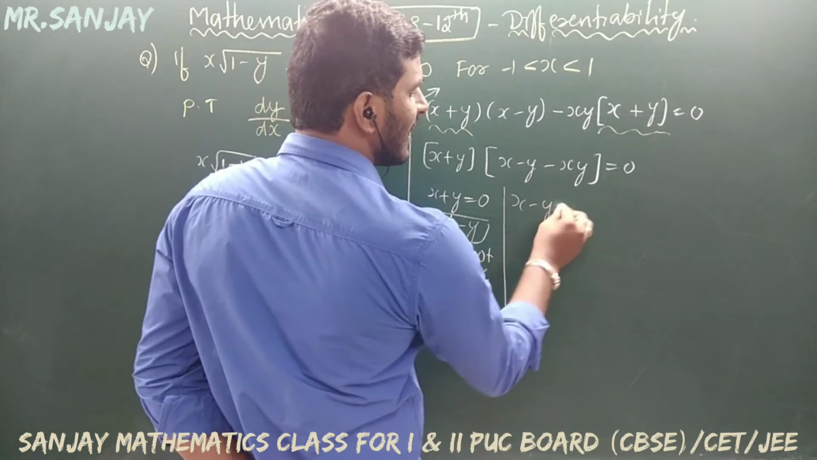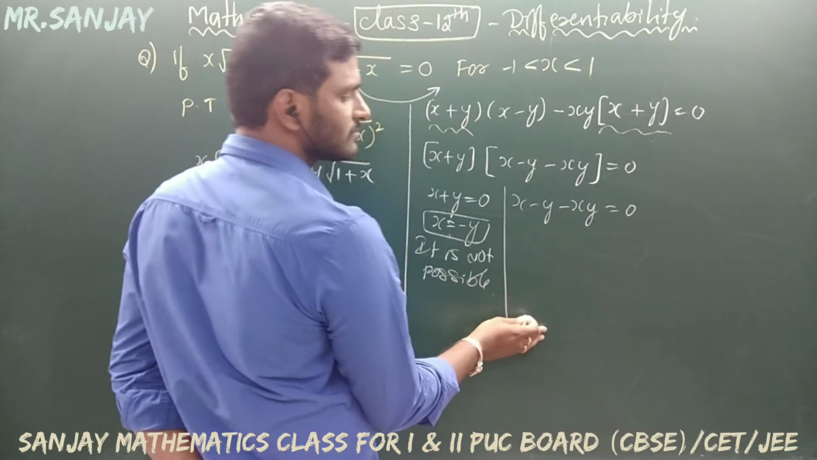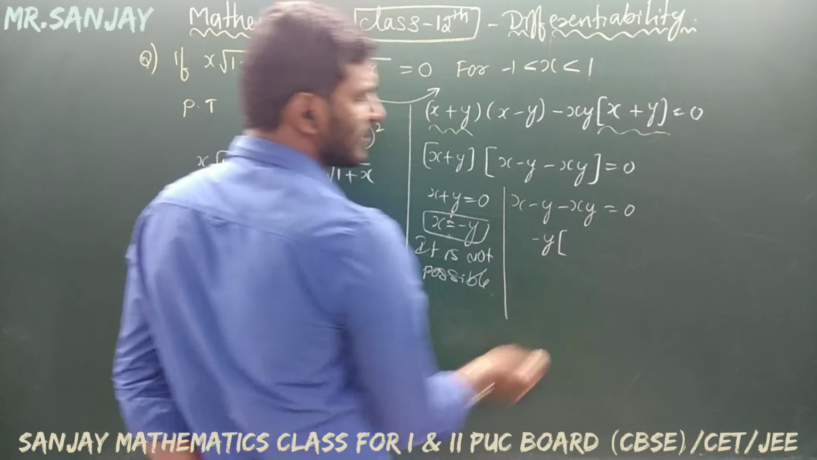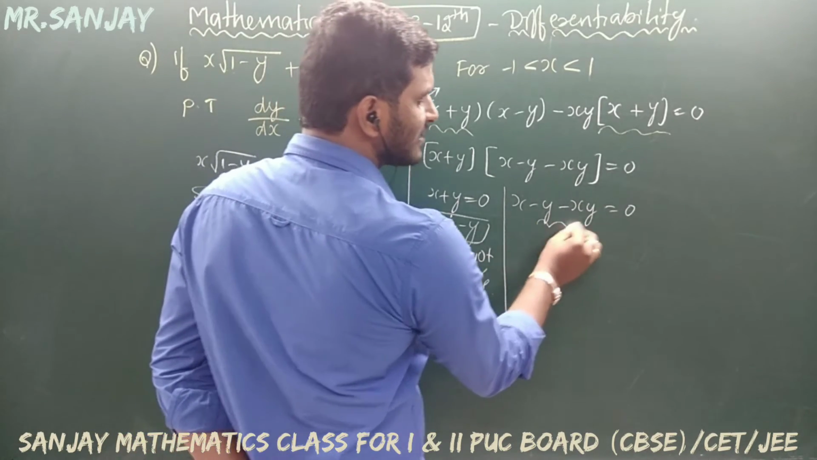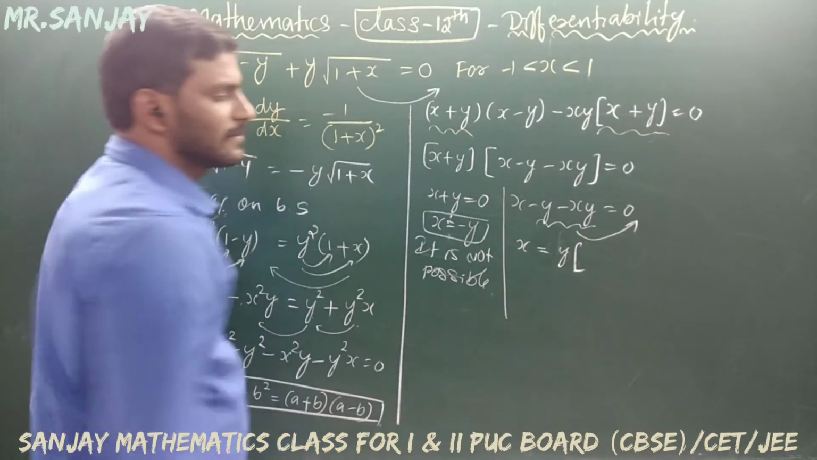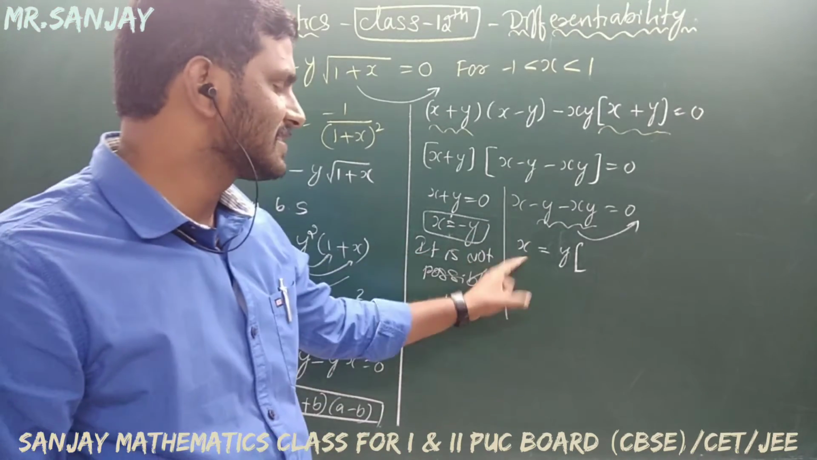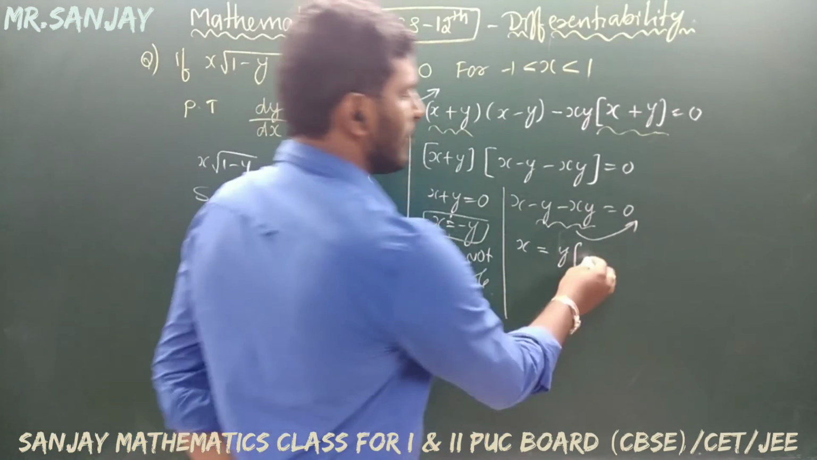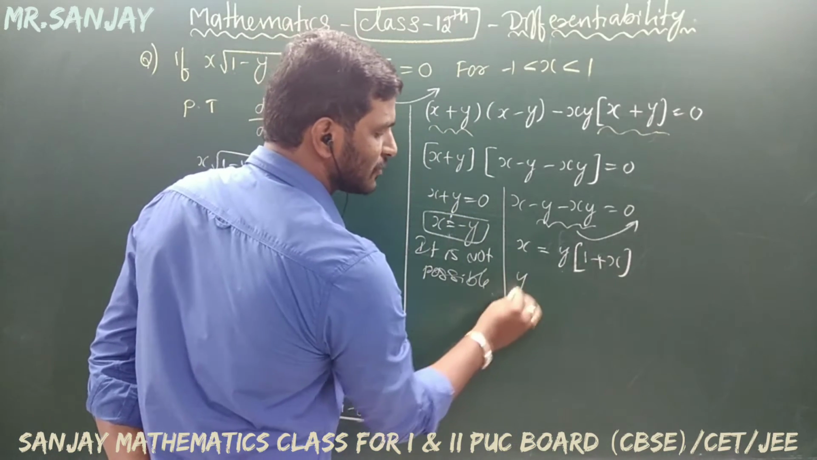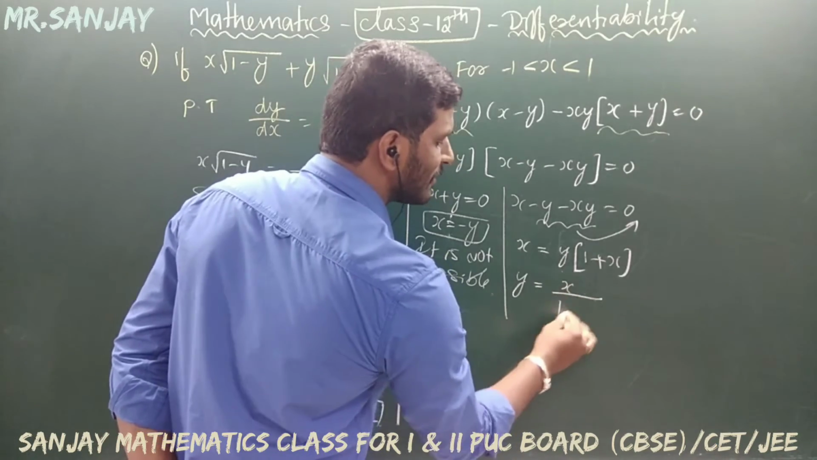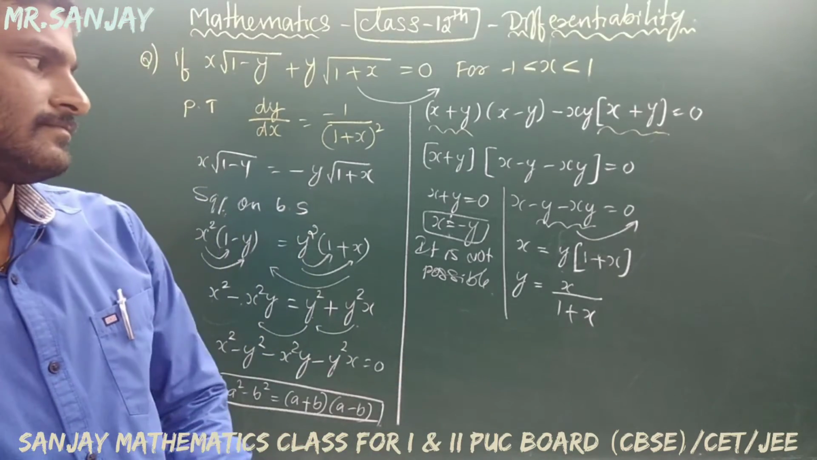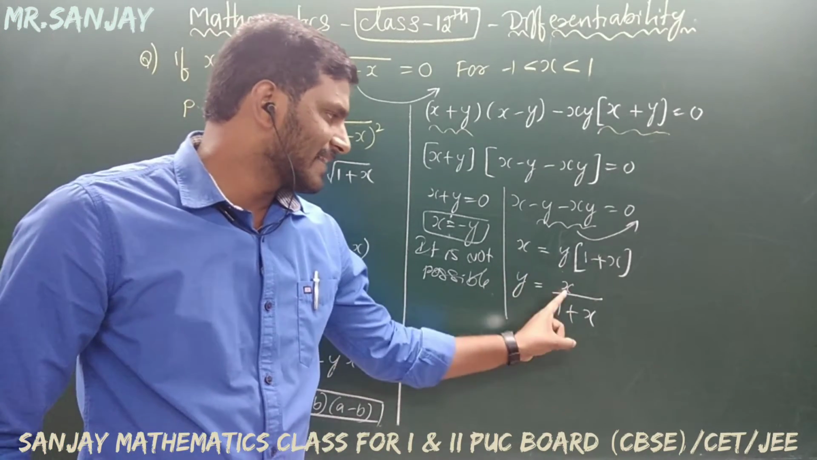So x minus y and minus xy, and that is equal to 0. Take the minus y as common, and what are the remaining terms? Take the x minus y to the right side, and x is equal to y times common. What is the remaining term? x as it is, we are taking this 1 plus x, correct? And let me write the right hand side on the left side. So y is equal to x divided by 1 plus x. Yes or no? Any doubts? y as it is, x divided by 1 plus x.